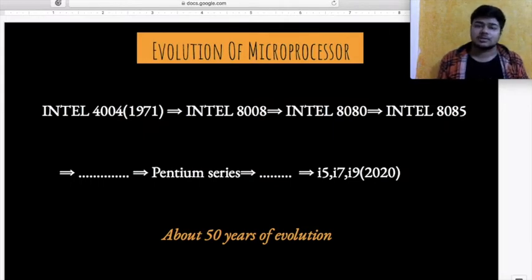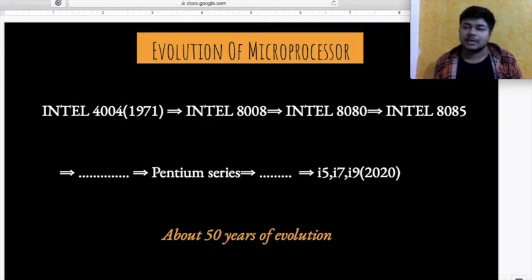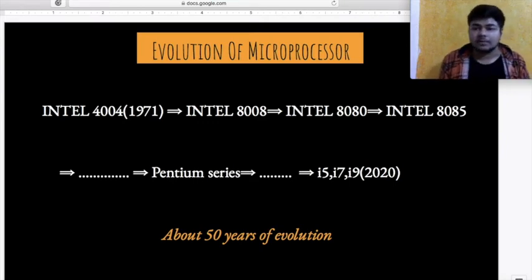Now let us see the evolution of the microprocessor. In 1971, Intel developed the Intel 4004 microprocessor. It was a 4-bit microprocessor, which means that 4 bits of information can be fetched, decoded, and executed at a time. Then we came to Intel 8085 after some years. Now we are at i5, i7 or i9 processors. So it is about 50 years of evolution from Intel 4004 to i5, i7, i9, which we use in our day-to-day life, in laptops or PCs.